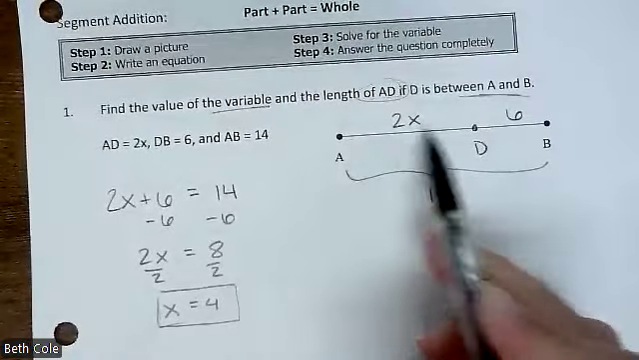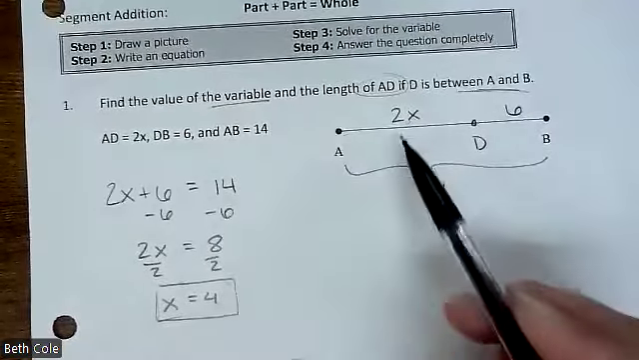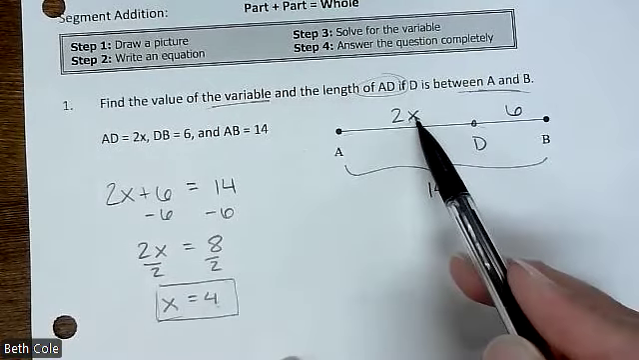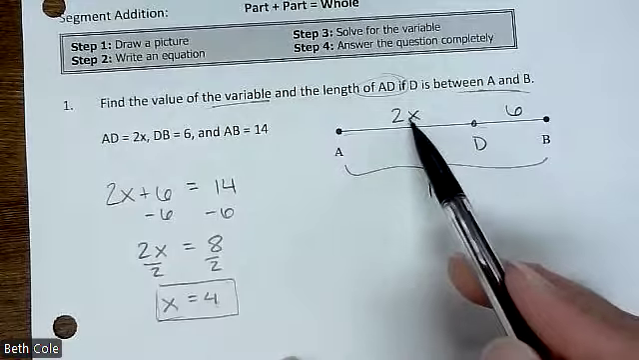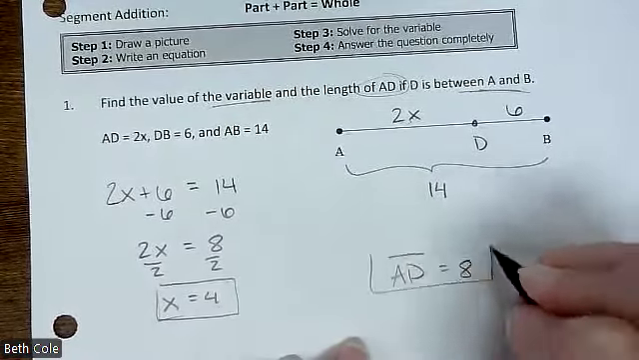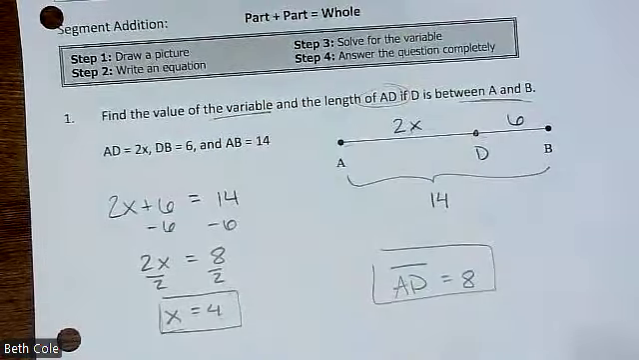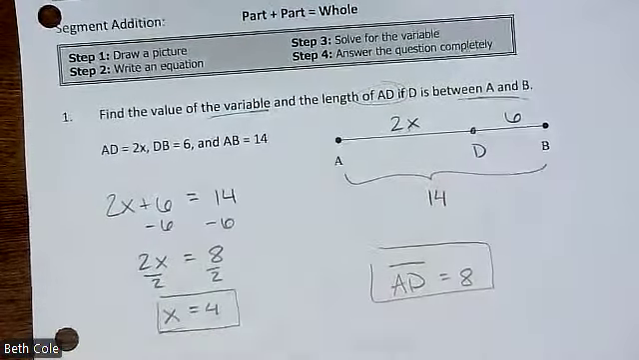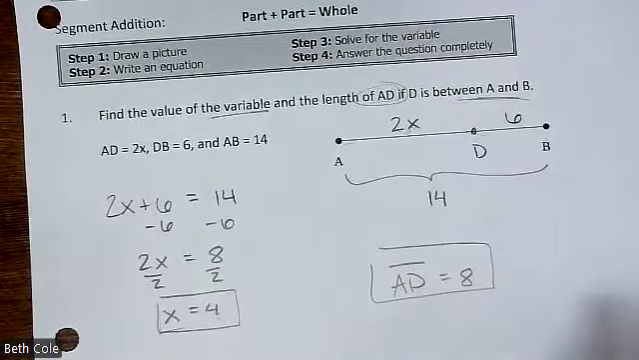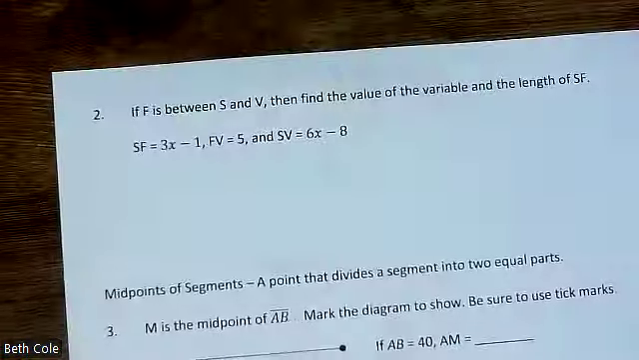So if this is AD, 2x, what would we do? Times x by 2. Yeah, so you would take 4 times 2, and AD equals 8. So that's 8, this is 6, and 8 plus 6 equals 14, is what we did there. Okay, so just make sure you're reading the instructions. So let's try another one.